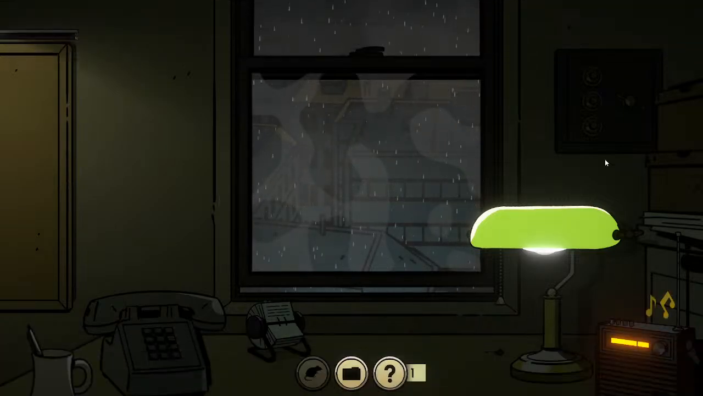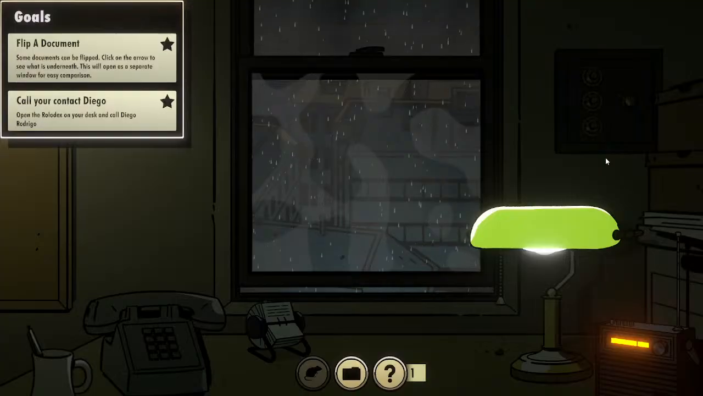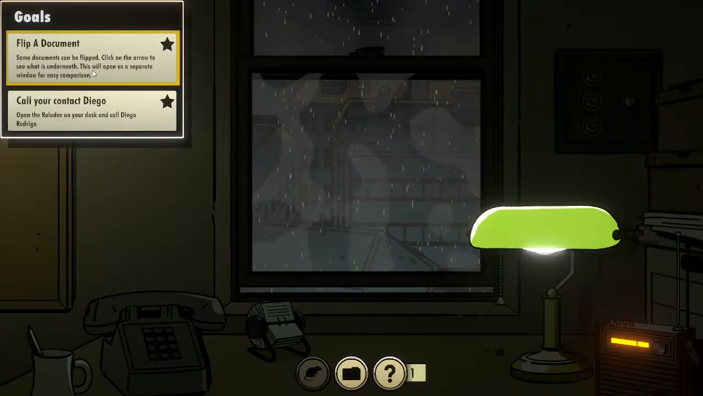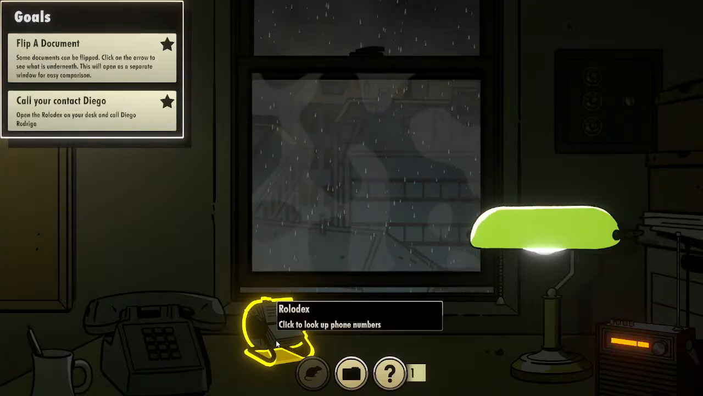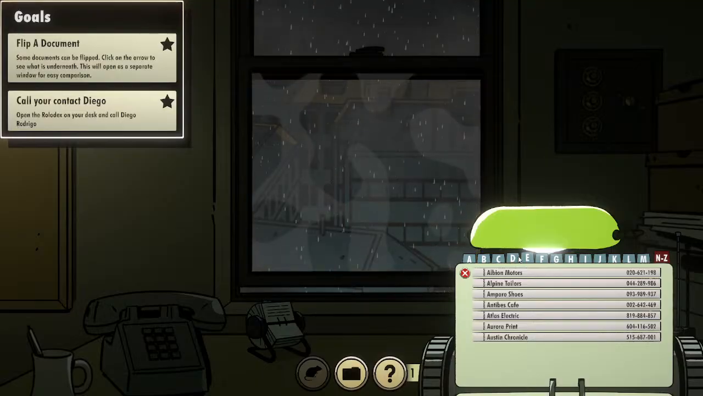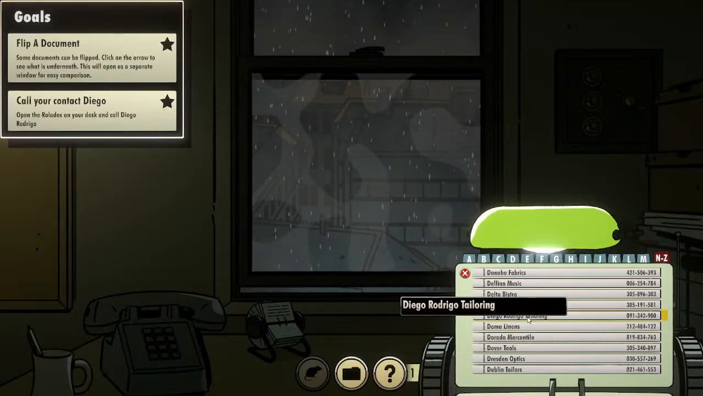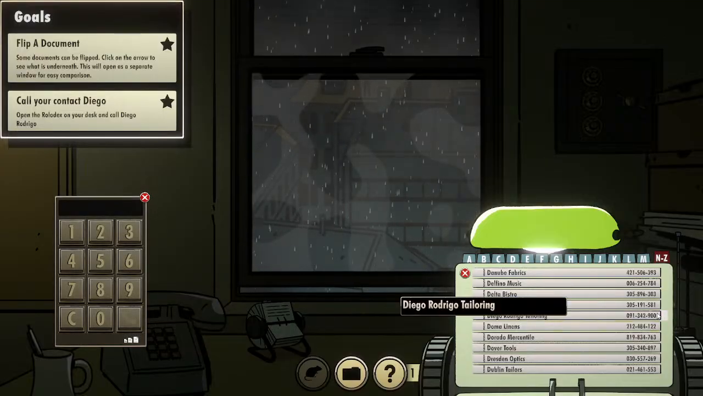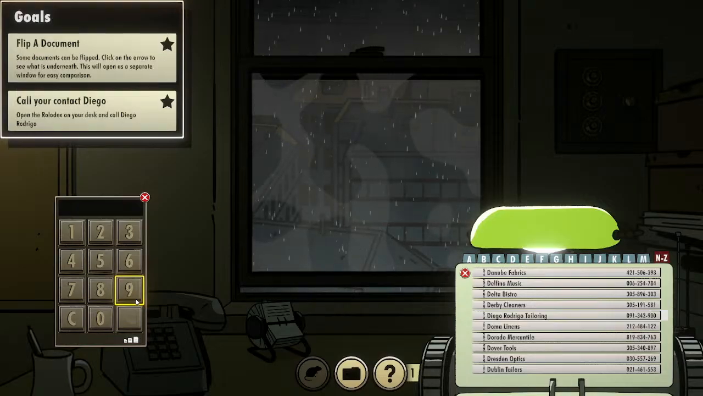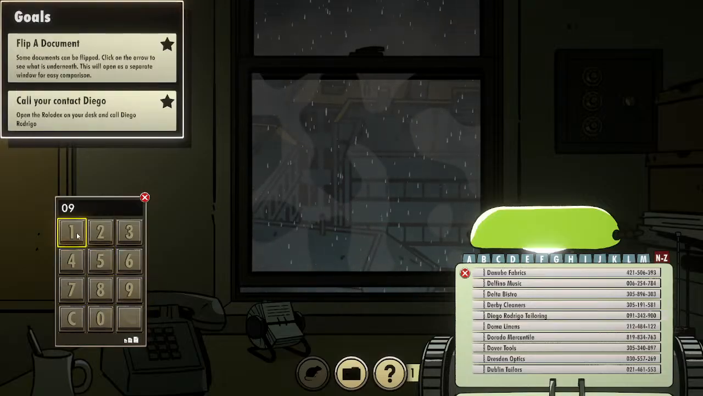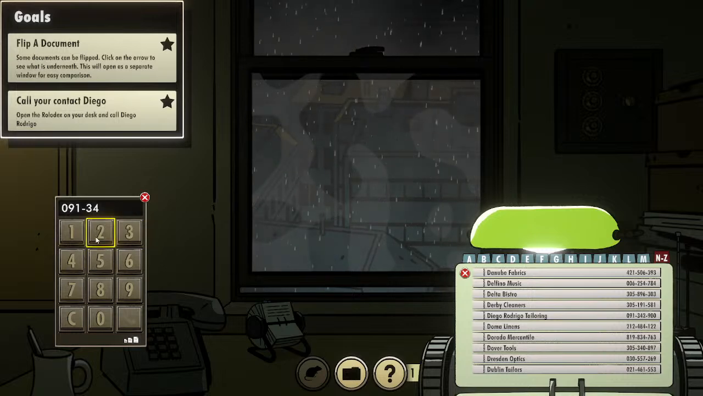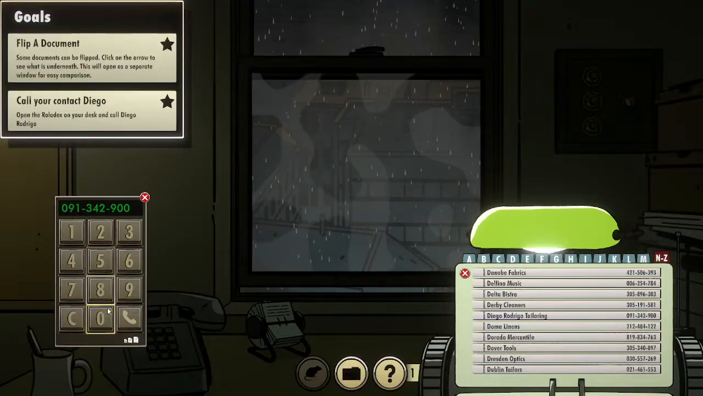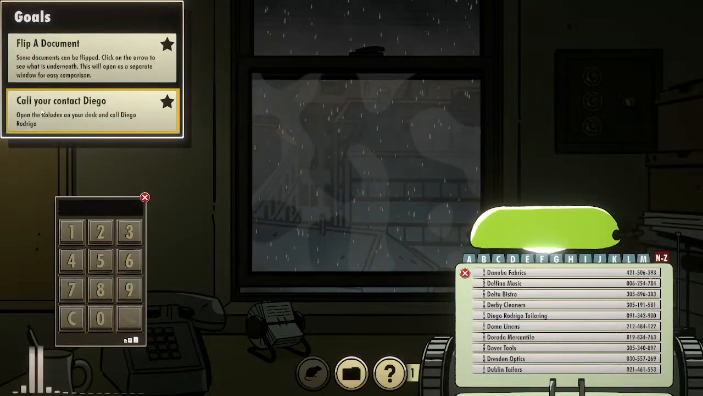All right, enough of catching low 2-bit fraudsters. Some documents can be flipped. Click on an arrow to see what is underneath. Is this where snapping comes in? Open the Rolodex on your desk. Oh, there's my Rolodex. Diego Rodrigo. I've got a short attention span. Why am I calling Diego Rodrigo? And can I not auto-dial him? I actually have to... Do I need a new shirt? Is this just me having a very short attention span and not realizing that I was told about this?